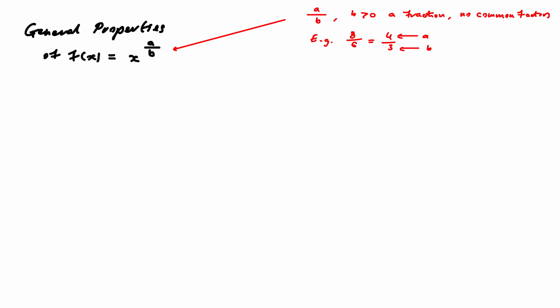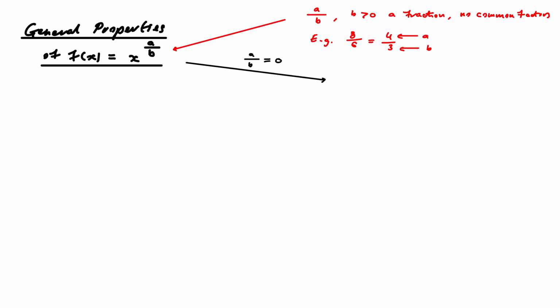So I want to take us through all the possibilities of what can happen here. First of all, let's think about a ridiculously simple case, where a over b is equal to 0, sorry. So let's start off with that special case. If a over b is equal to 0, this is just x to the power 0.